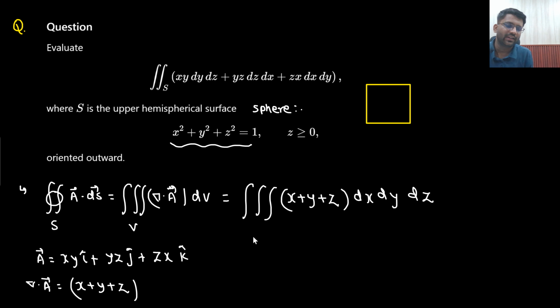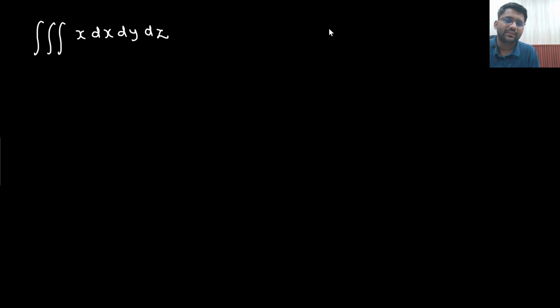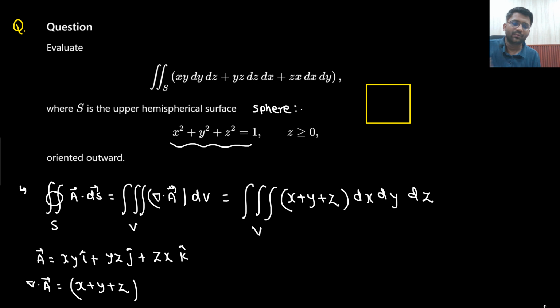So do you know how to take the limits? I hope you remember how to take the limits. So you can break it down into 3 parts. You will calculate for only one. For the other 2, the answer would be same. So what I am going to calculate? First of all, I am going to calculate x dx dy dz. So for a sphere, you need to solve it, which is x square plus y square plus z square equals to 1.